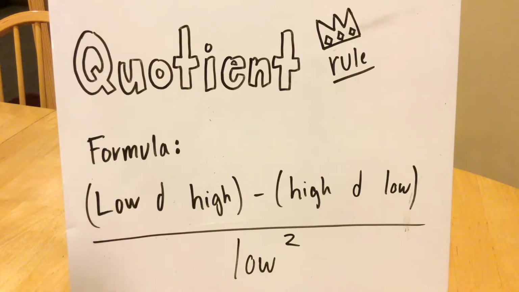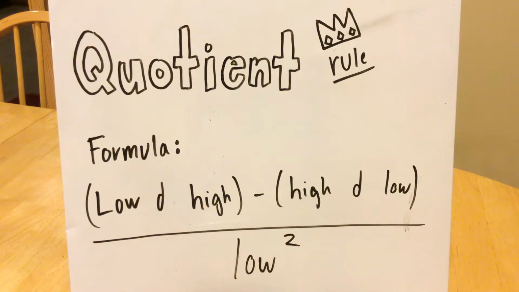Alright guys, the next part in our lesson is the quotient rule. Basically, this is the opposite of the product rule. What you want to do is find the derivative when you have two or more numbers, but instead of multiplying them, you want to divide them.